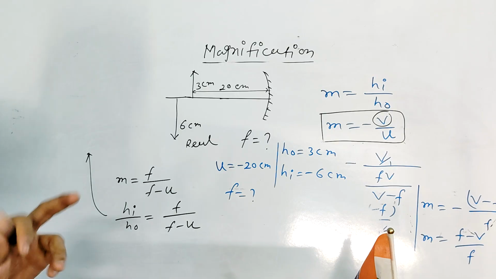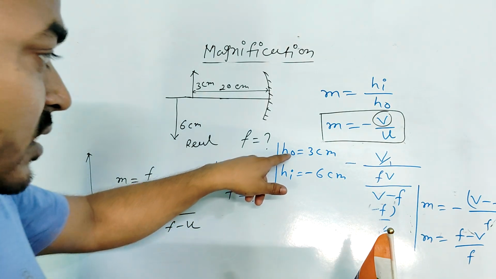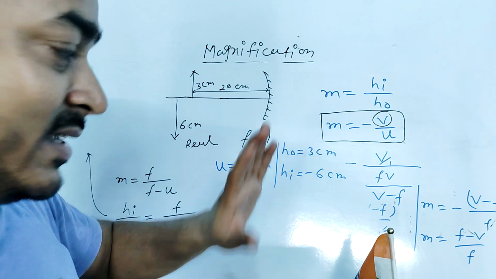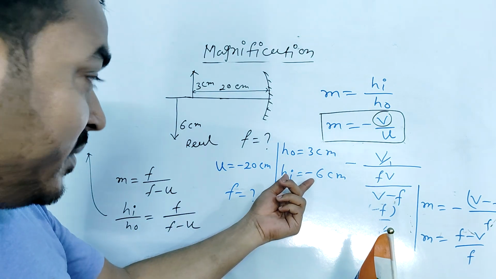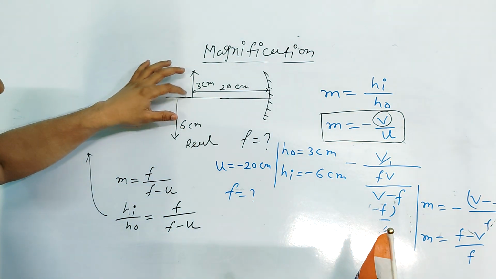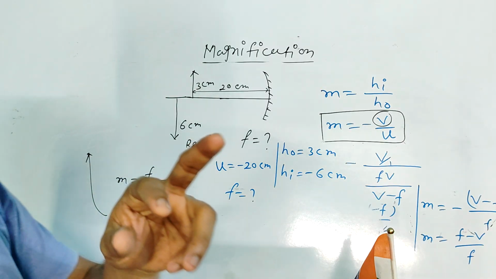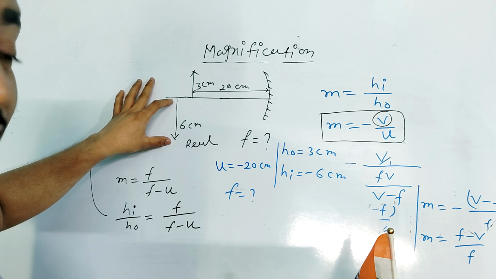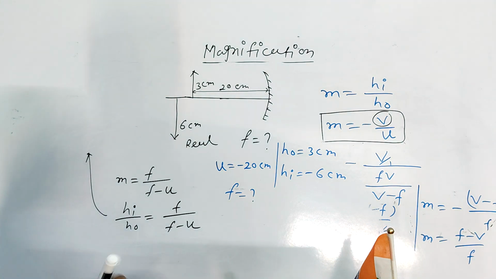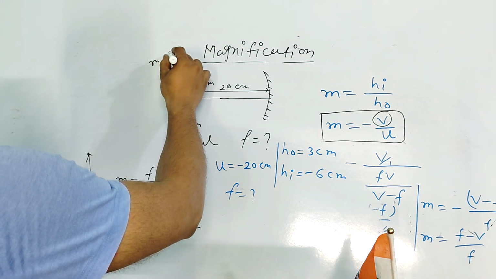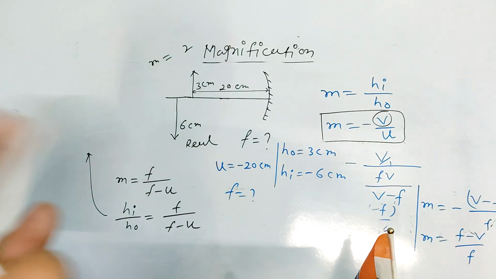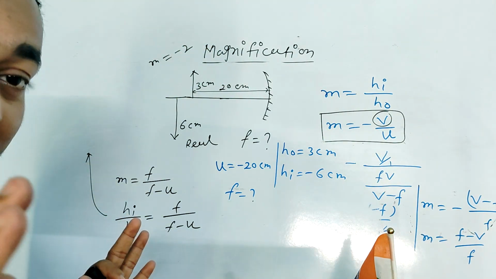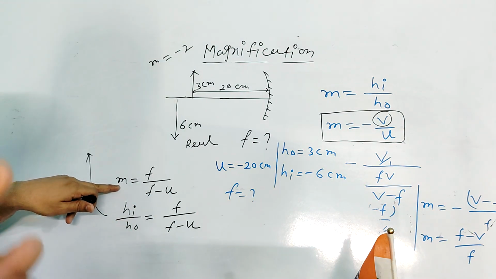So see, try to understand. Height of the object is 3 centimeter. Height of the image is 6 centimeter. So magnification is 2, because the image height is double. Directly we can write magnification is 2, but the image is real, so minus 2. So directly you can use the concept. That time you put m equal minus 2.